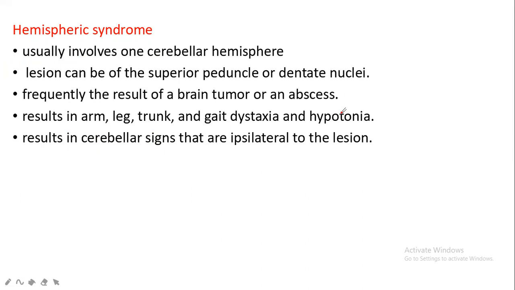Then we have the hemispheric syndrome. This involves one cerebellar hemisphere or two. If you affect the left cerebellar hemisphere, right, you have ipsilateral manifestations on the body. So it can also be a lesion of the superior cerebellar peduncle or the dentate nucleus. Remember the dentate nucleus works with the lateral zones actually of the cerebellum, which is the pontocerebellar system or the neocerebellar system. So that usually results from a brain tumor or an abscess, right? And results in arm, leg, trunk, and gait ataxia and hypotonia, right? And the cerebellar signs are ipsilateral to the side of the lesion. That is about the cerebellum.